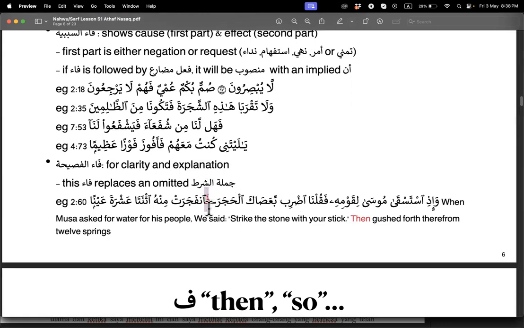Exactly. So basically, Allah doesn't repeat that. So Allah doesn't have to repeat it. That's why this is called fasiha, as in fasih, very eloquent. Using just one small letter fa, you explain one sentence that you don't have to say. After Allah said this, obviously Musa is going to do exactly what Allah told him to do, and then the water comes out, basically. So this fa is called fa fasiha. Can you understand? Fasiha.